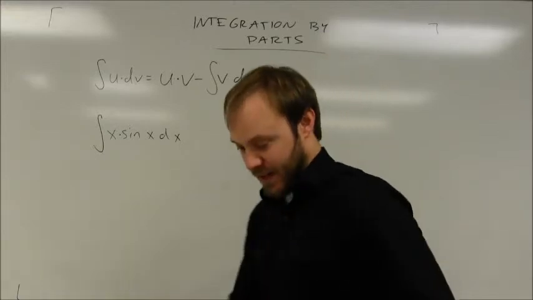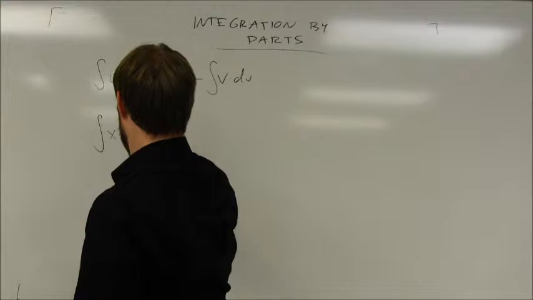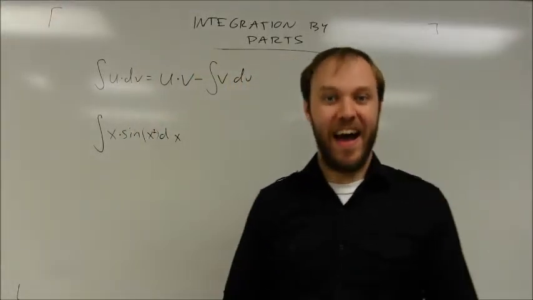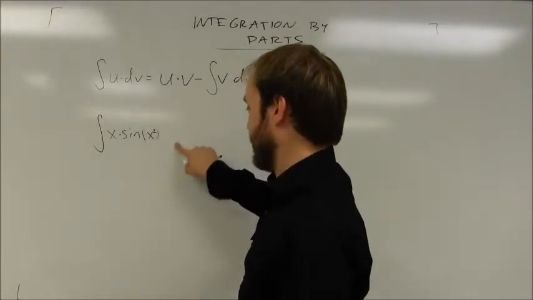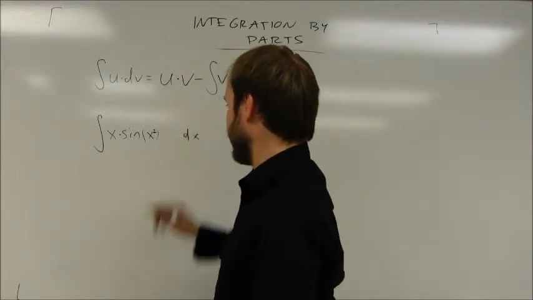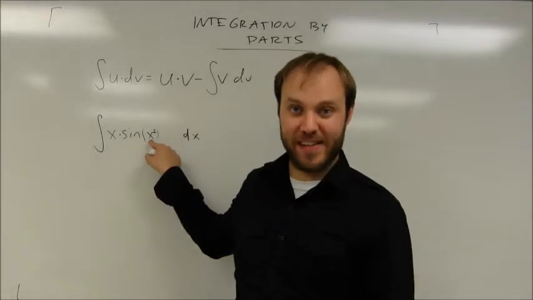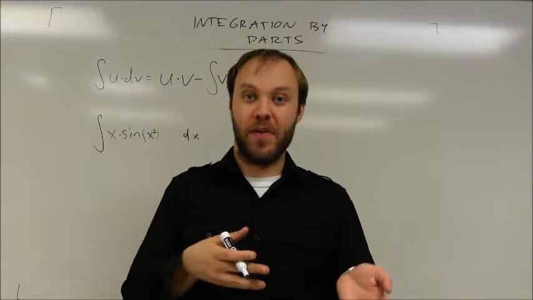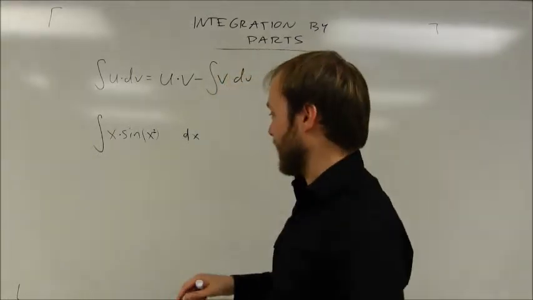For example, let's say I had something like x times sine of x squared dx. That is not a product rule. Or I'm sorry, that is not an integration by parts problem. Why? The derivative of the inside function is 2x. Okay? Remember, a lot of times when you see a product, it actually means you're multiplying by the derivative of an inside function. A lot of times that's the chain rule, and that's really what's happening there.